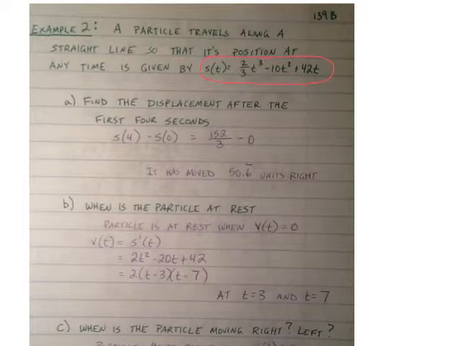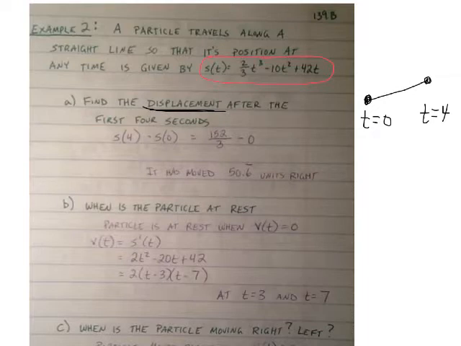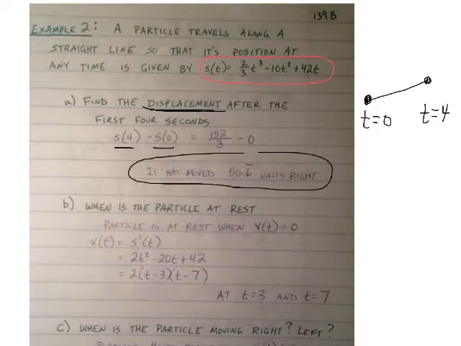For example, find the displacement after the first 4 seconds. So the displacement is going to be like, here's your position at time 0, and here's your position at time 4. What is the total distance between the two, which is your displacement? So you can just say, what is the position at 4, subtract the position at 0, and we get a positive value, so you can say the particle has moved 50.6 units to the right. We don't know whether or not the particle went all the way over and then came back.